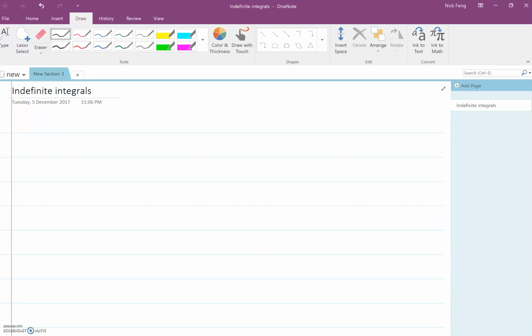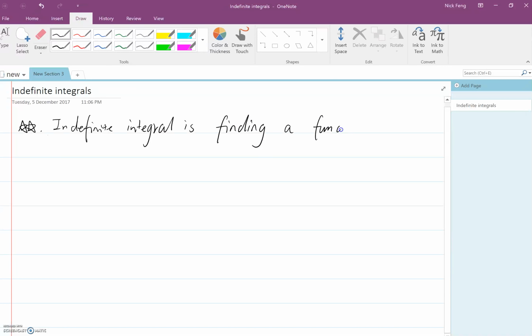Now today we're going to talk about indefinite integral. So what are indefinite integrals? Indefinite integrals is pretty much the same as definite integral except for one thing. Indefinite integral is finding a function instead of a value.